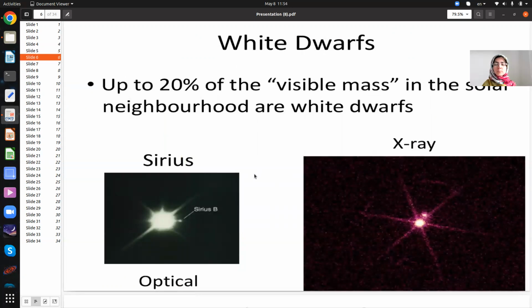Up to 20% of the visible mass in the solar neighborhood are white dwarfs. And we can say that in the past, they were all planetary nebulae. And you can consider how many planetary nebulae we have had already.